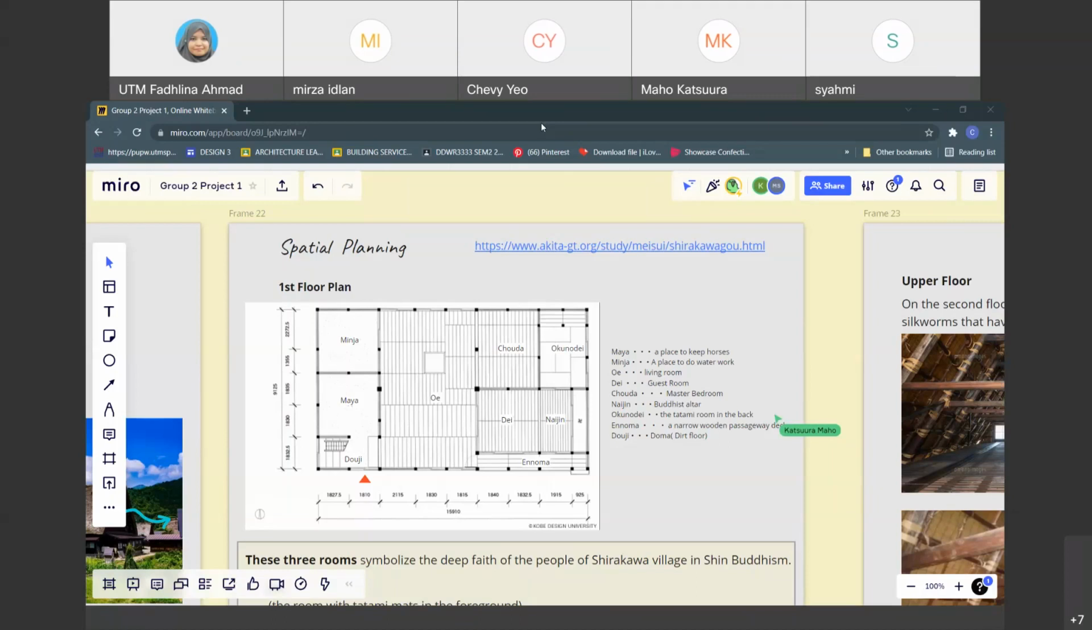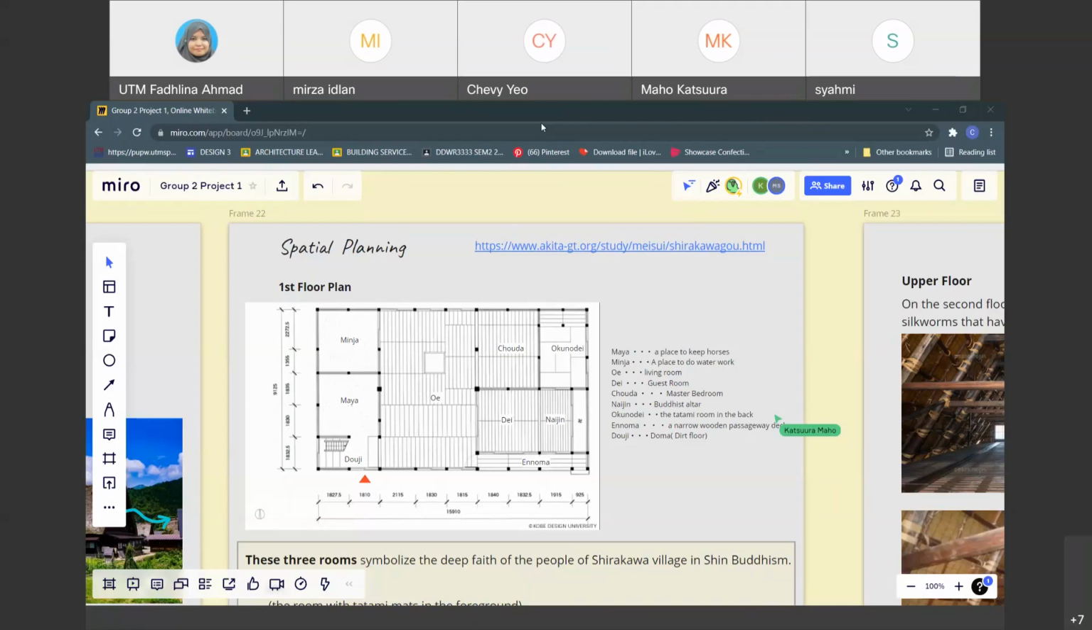Is it? Yeah. So what you can do is perhaps you want to stress more on the Japanese culture, Japanese belief, something like that, because it is related to the daily activities and it is directly related to all the spaces. Okay, doctor.